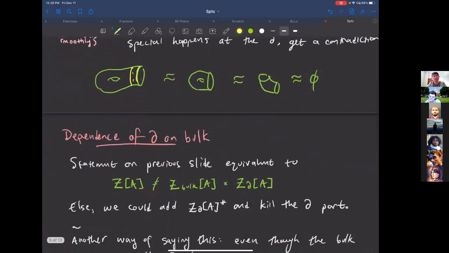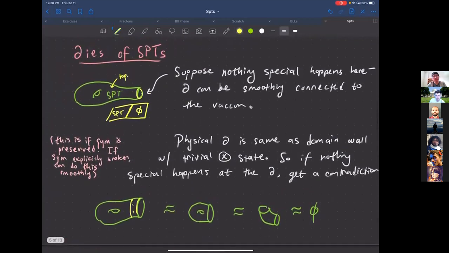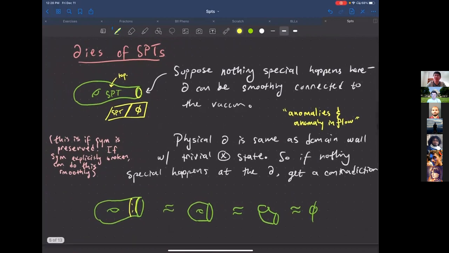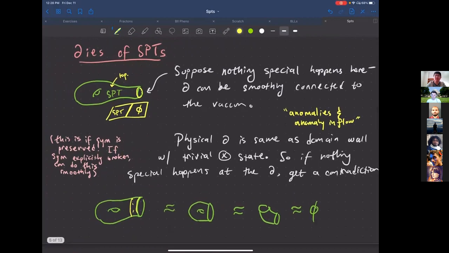But this is not a rigorous proof, right? What you just said. No. It's just like a qualitative explanation. Okay. Yeah. So if you want to know how this actually works, you need to learn about anomalies and anomaly inflow. Can you say in two words what the actual proof consists of?